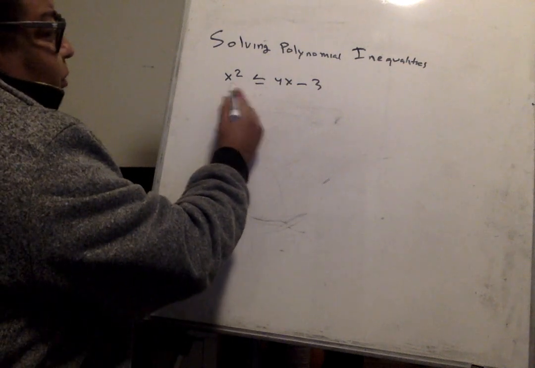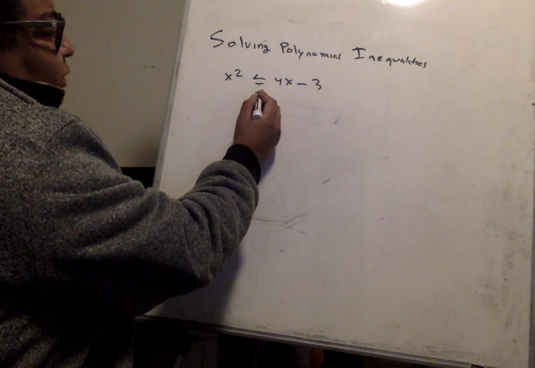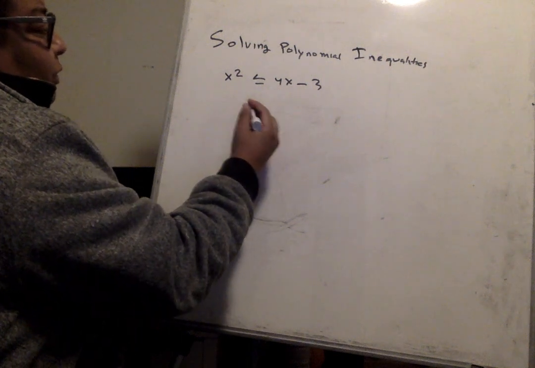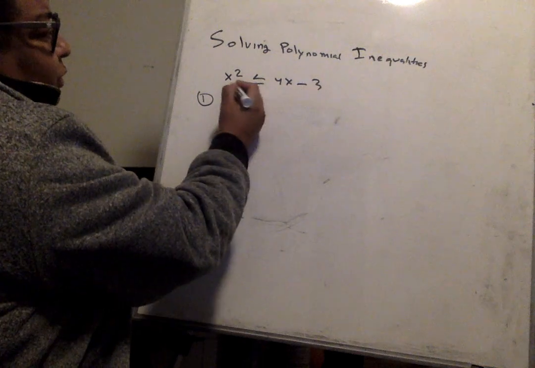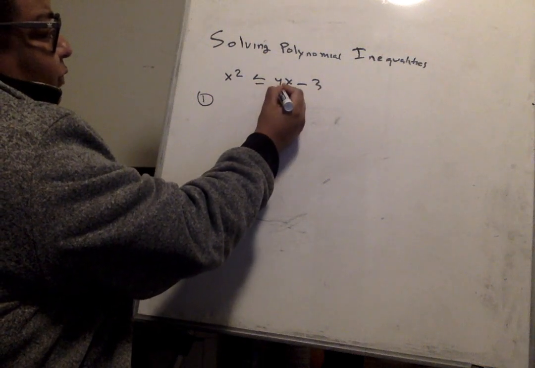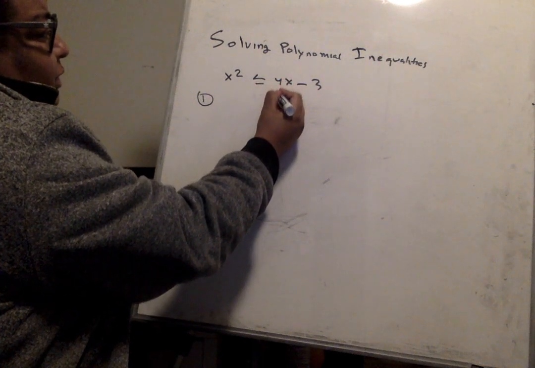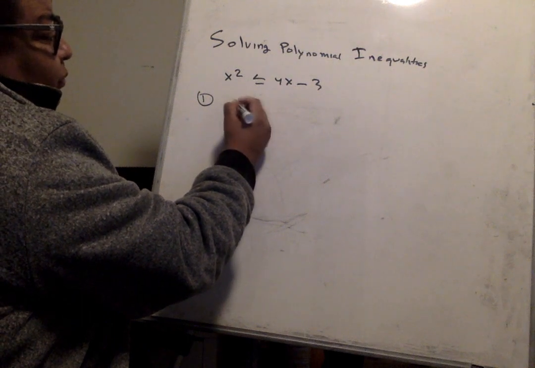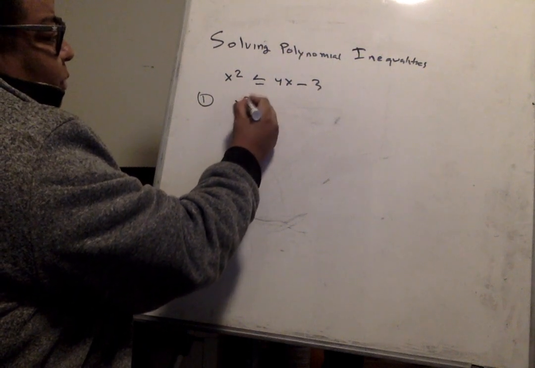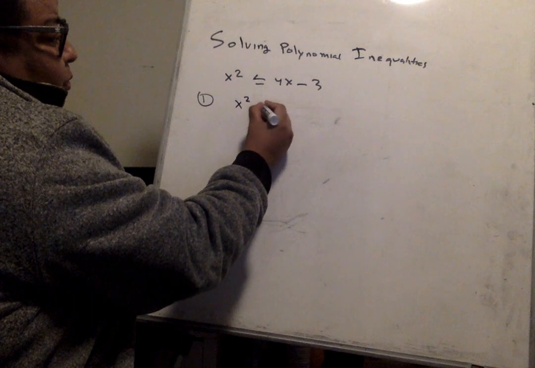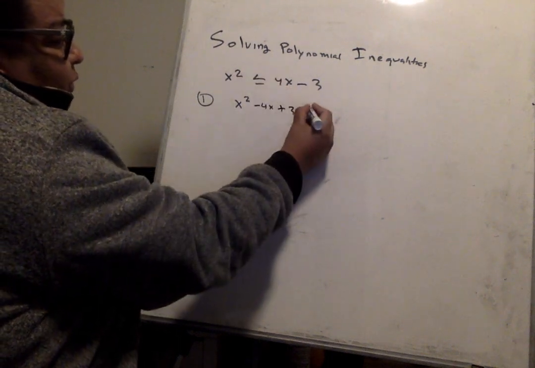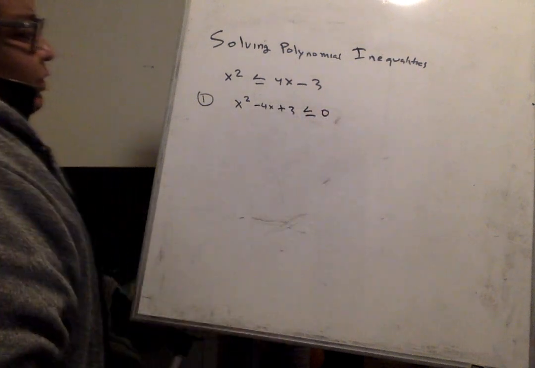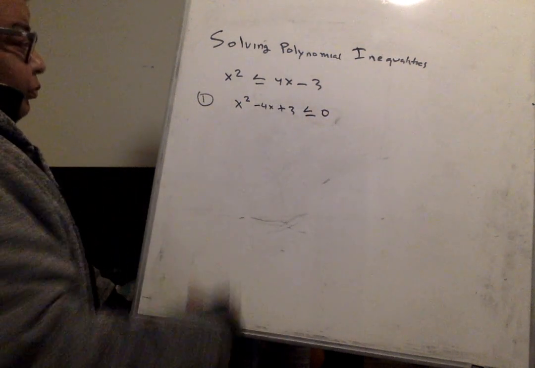So you start with something that looks like this: x squared less than or equal to 4x minus 3. The first step is to move everything to the left side and leave a 0 on the right side of the inequality. So for example, here it will be x squared minus 4x plus 3 less than or equal to 0. I just brought everything to the other side. That's the first step.